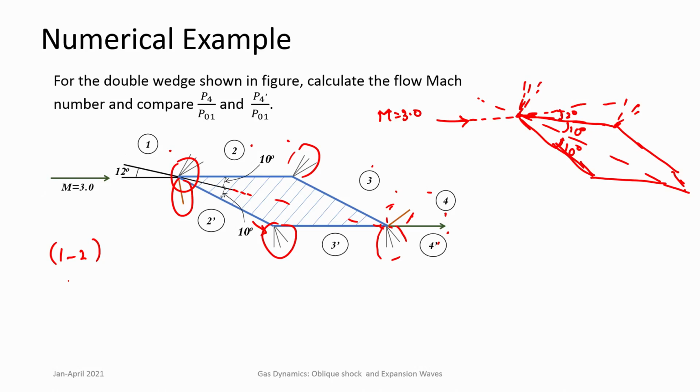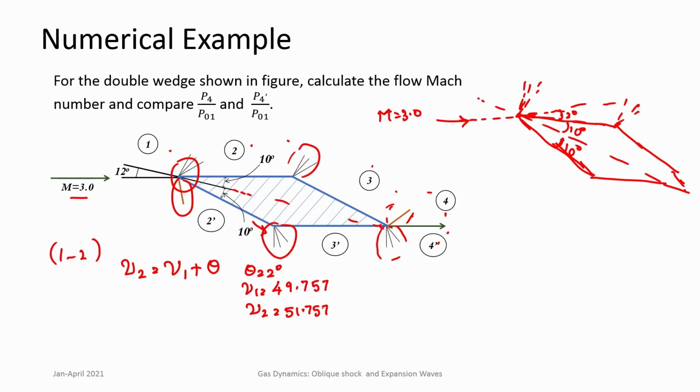The way to solve expansion fan flows is to look at the Prandtl-Meyer angle. The key equation here is nu 2 is nu 1 plus the change in angle theta. We know theta here is 2 degrees, and we know nu 1 because we know the Mach number upstream, which is 3. So, nu 1 is 49.757. As a consequence, nu 2 is 51.757. Now you have to get back the Mach number.